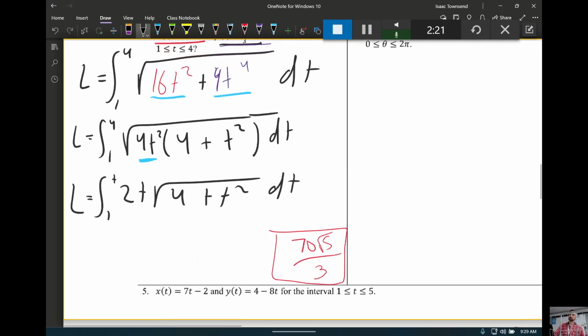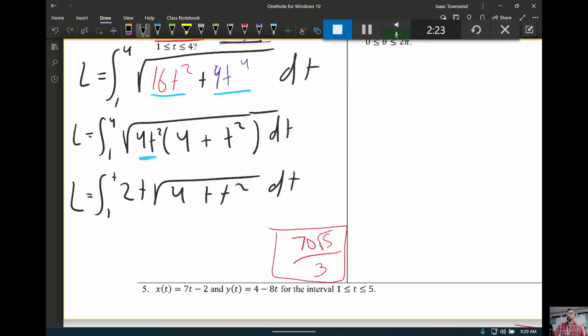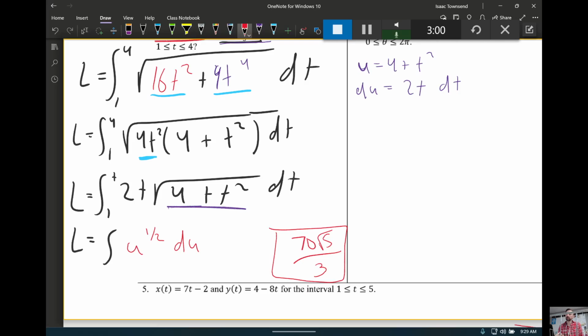And it looks like we could finish this with u substitution. I know that because if I call this u, the derivative of this would be 2t, which is the other piece of this. So I'm going to pick u to be this inside stuff, solve for du, and then rewrite this in terms of u. So this would be the square root of u, or u to the 1/2. 2t dt is du. That was a perfect fit.